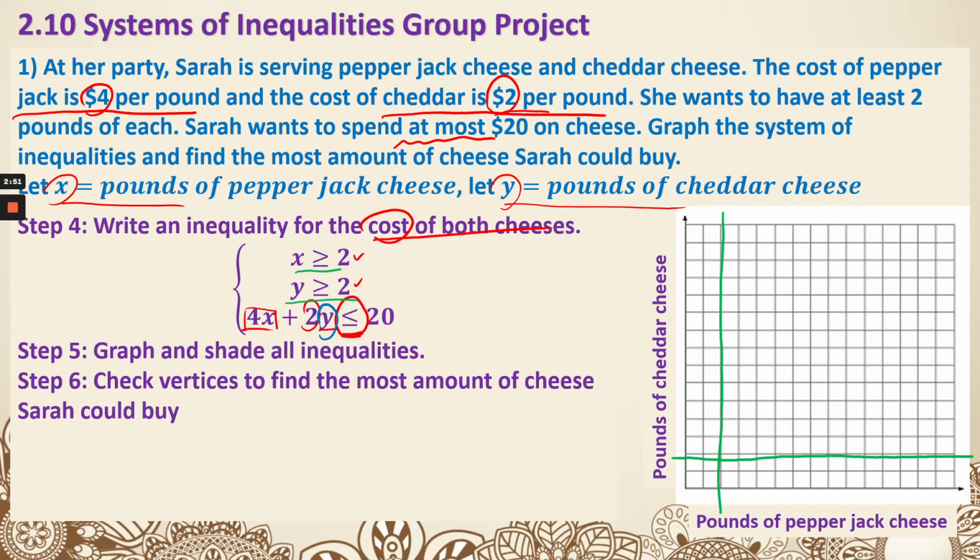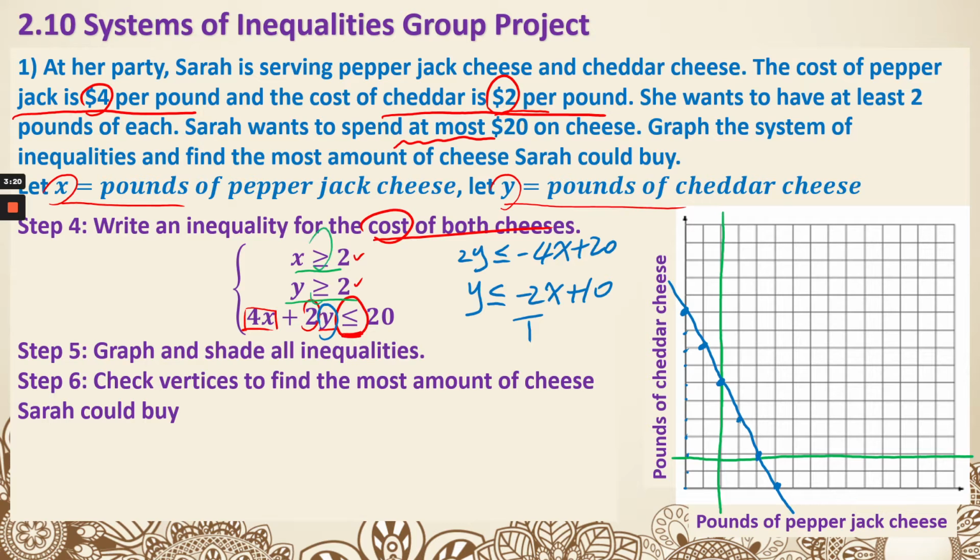We're going to need to solve for Y first. So 2Y is less than or equal to negative 4X plus 20. Y is less than or equal to negative 2X plus 10. 0, 1, 2, 3, 4, 5, 6, 7, 8, 9, 10. Down 2 over 1, because that's our slope. Down 2 over 1, and down 2 over 1 again. There's our line.